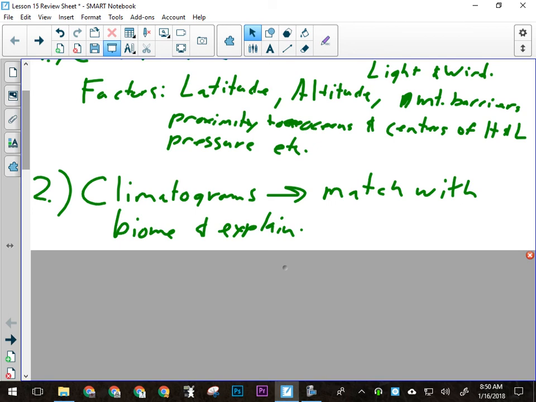Then you'd identify what biome you think that comes from. Tropical rainforest, 3rd mark. And then another 2 marks for explaining why. Well, the tropical rainforest is like this, and so on. Questions on the climatograms? That's all you're going to have to do with them. There'll be a climatogram, and you have to tell me what biome it comes from.